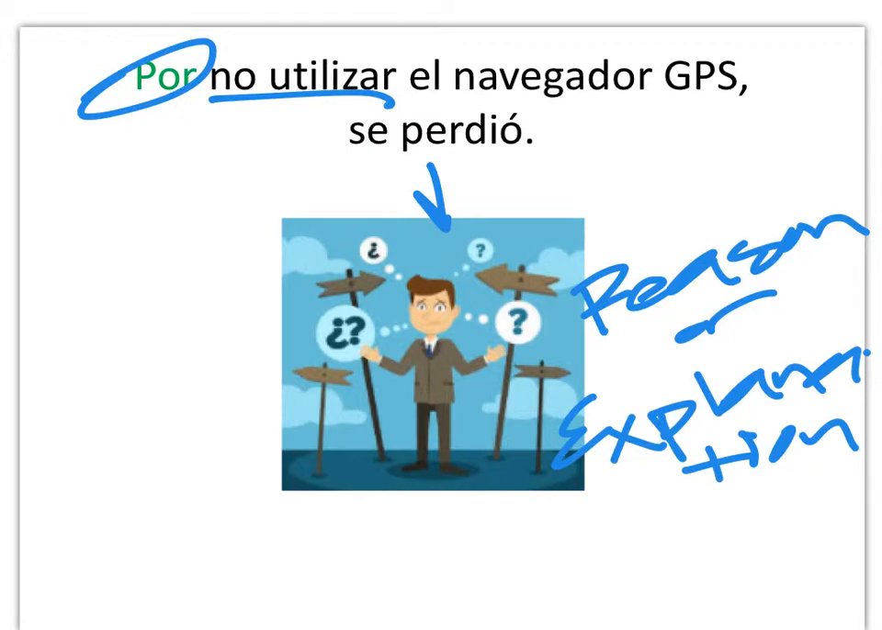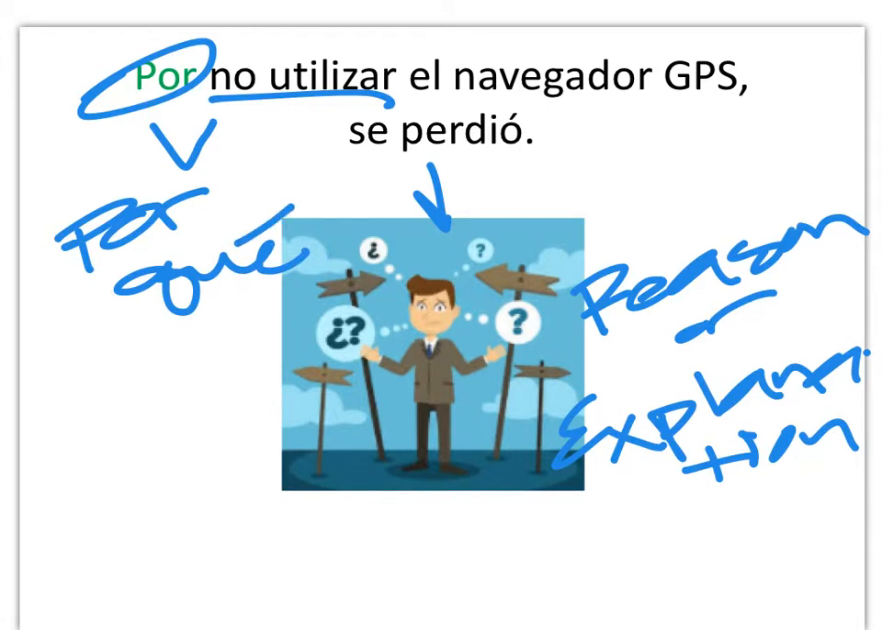Because you can use por and para with infinitives. When you use por with an infinitive, identify if it's providing an explanation. Could you ask the question por qué and get that response? Okay? ¿Por qué se perdió? Por no utilizar navegador GPS, se perdió. So think about it like that. If it's a reason or an explanation and you could ask the question ¿por qué?, then you need to use por with the infinitive.